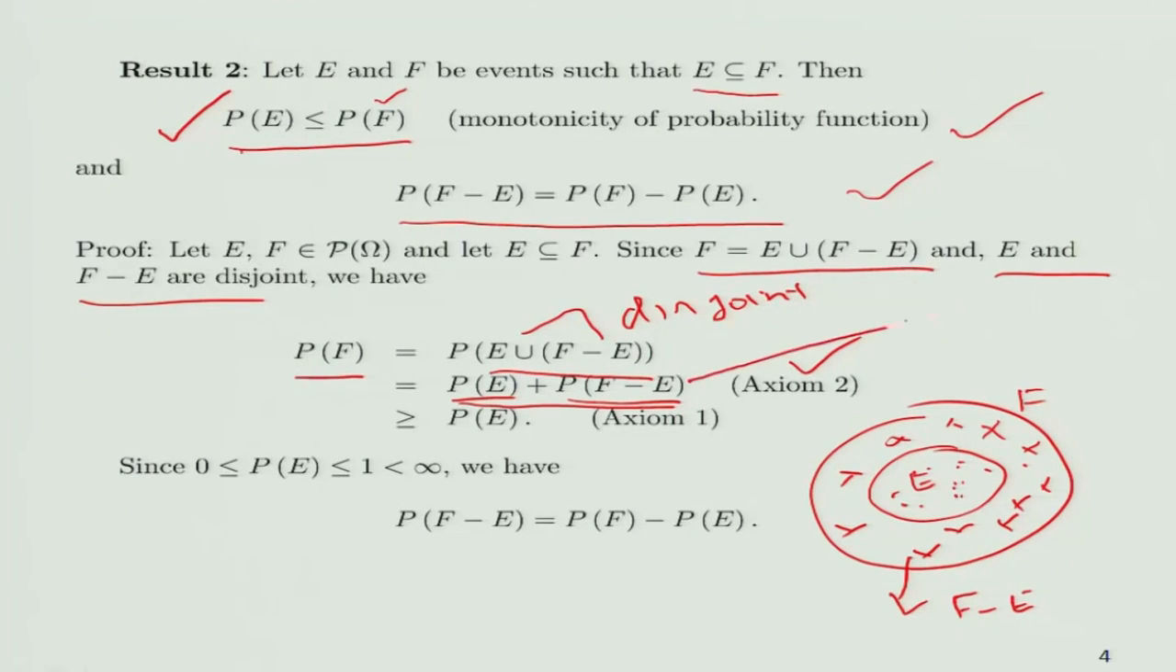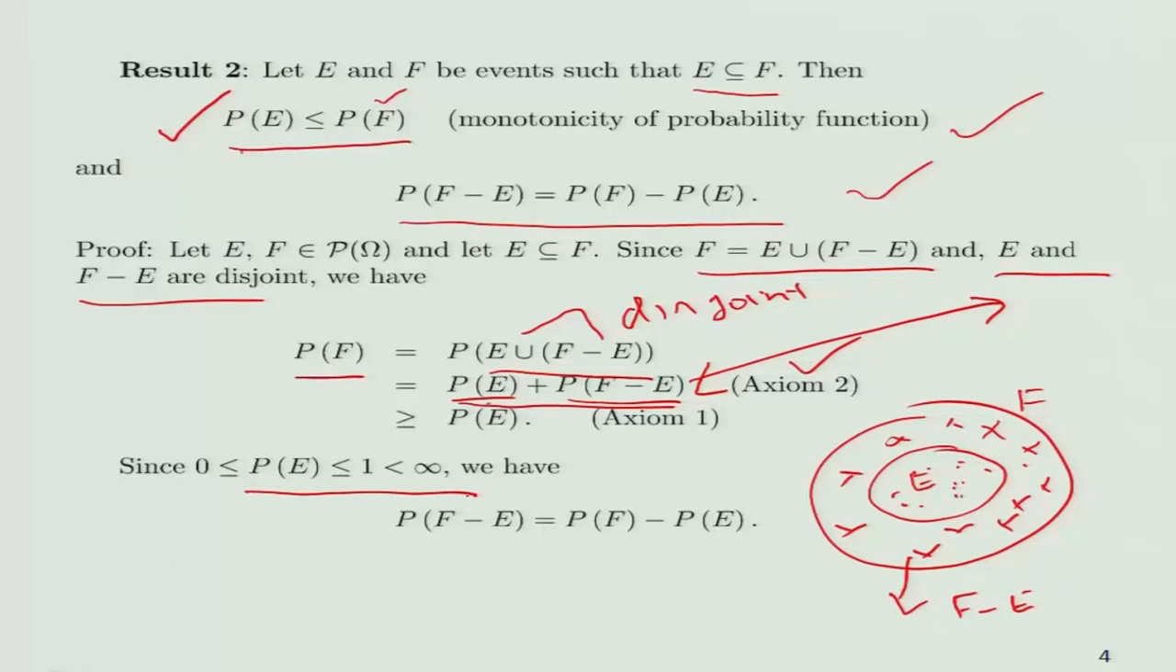Now, if I take P of E over here, then probability of F minus E becomes probability of F minus probability of E. But I can always take P of E over here because P of E is a finite quantity. And you know that if you have a finite quantity, then the law of cancellation holds, which is equivalent to saying that you can take the expression on one side of equality to the other side. So this gives me probability of F minus E is the same as probability of F minus probability of E. So that proves this result. So that was result 2.